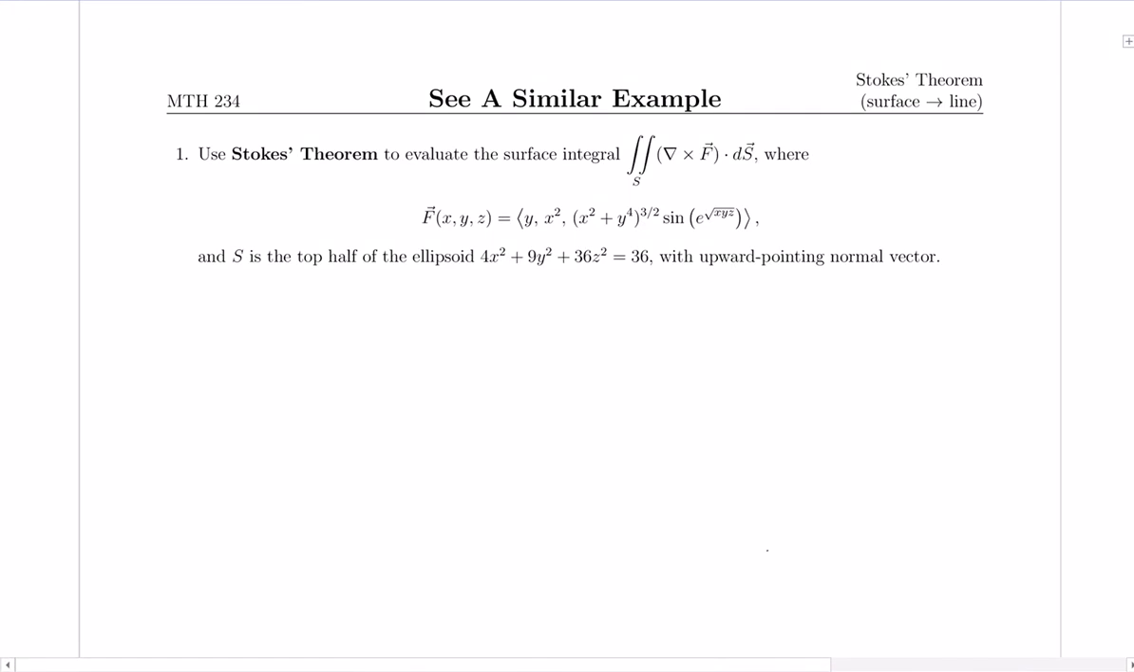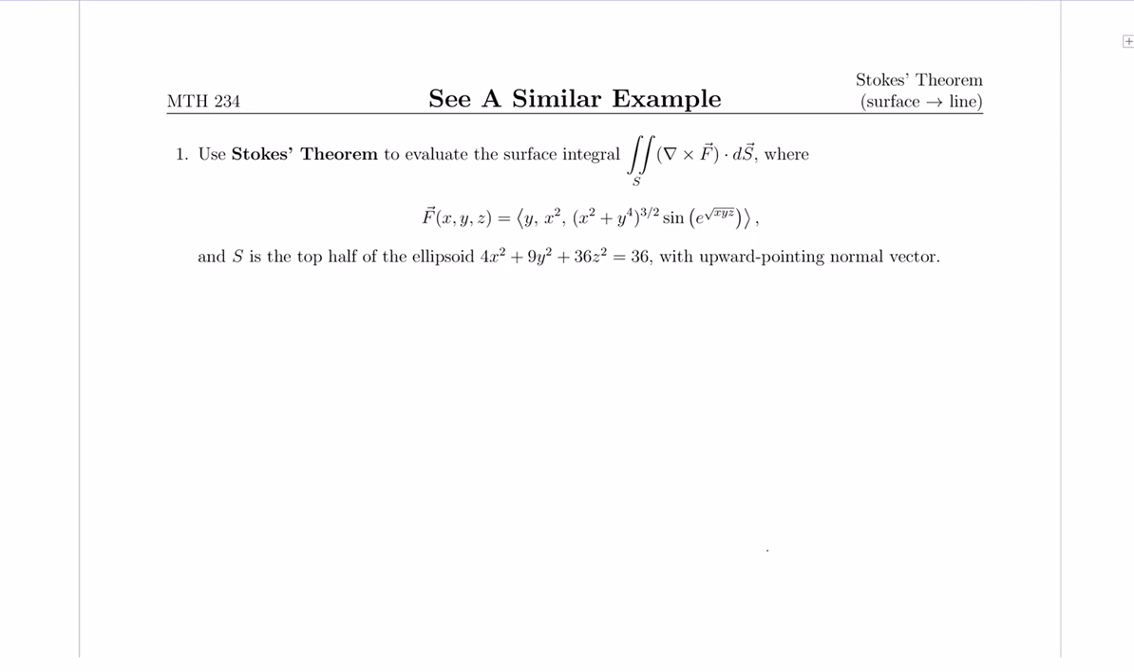In this video, we will use Stokes' theorem to compute a surface integral. So we're given a surface integral of the curl of a vector field F over the surface S, which is the top half of an ellipsoid.